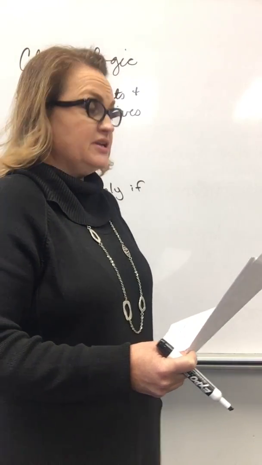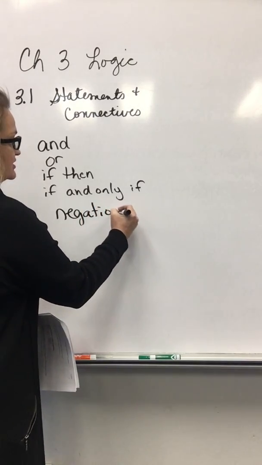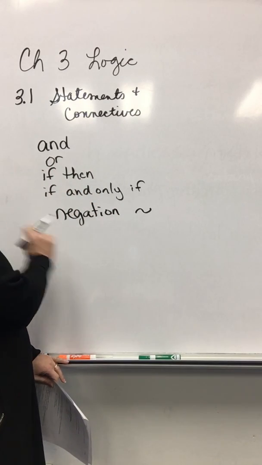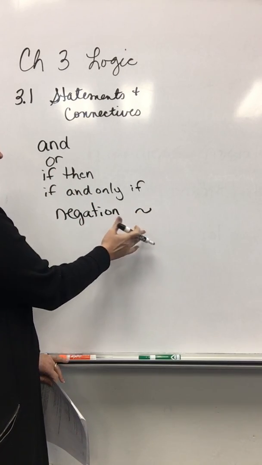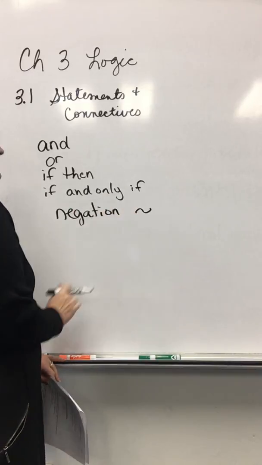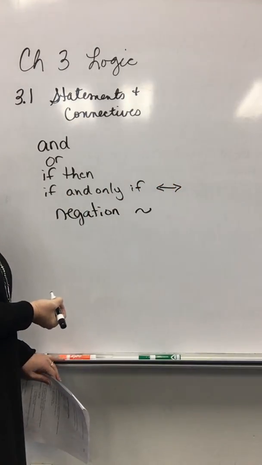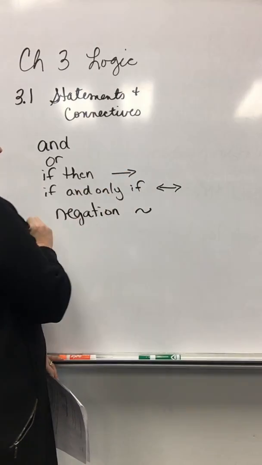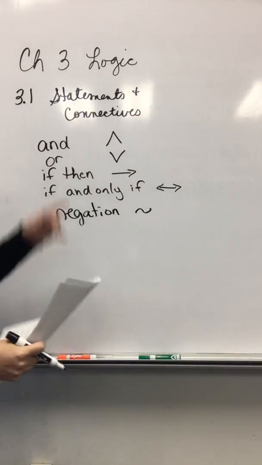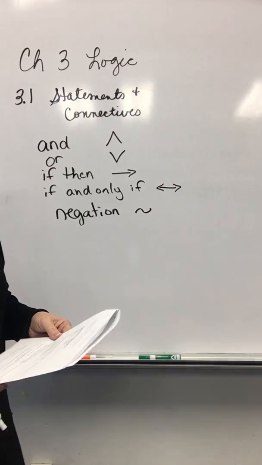Also, the symbol for a negation, I'm going to write all your symbols here. A negation looks like a little squiggly mark. So let's go ahead and write down these symbols for these connectives. The negation is considered also a connective, although it just negates something, changes its truth value. But you could write that down. That symbol is a little squiggle line. If and only if is a double arrow symbol. If then is just one arrow. Or looks like a V, and and looks like a caret or an upside down V. So those are the symbols we'll be using to connect things.